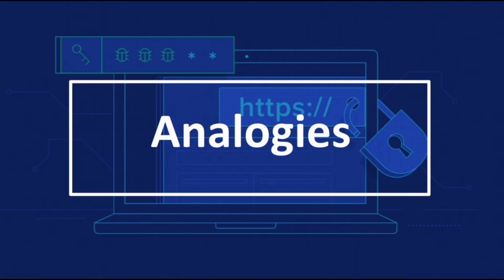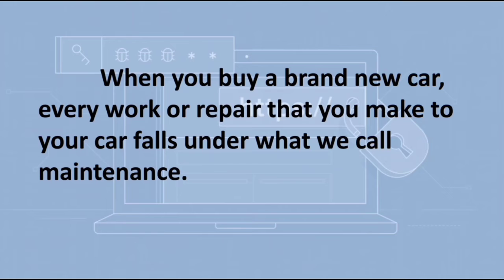Ito naman po yung mga analogies na nagre-represent sa pag-maintain ng kahit anong bagay na pwede nating i-relate sa maintenance ng software. When you buy a brand new car, every work or repair that you make to your car falls under what we call maintenance. Halimbawa po, pinapalinis po natin yung car, pinapaganda, pinapaayos kapag may sira, yun po ay nagfo-fall daw po siya under maintenance, which is ginagawa po natin sa bumibili tayo ng kahit ano.